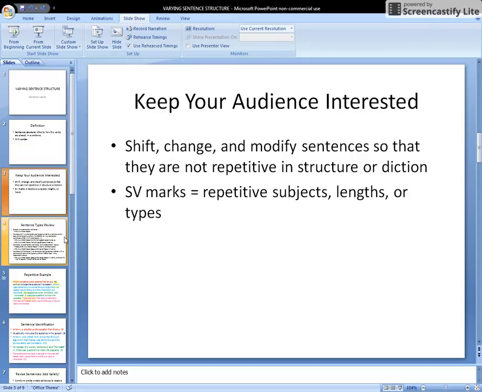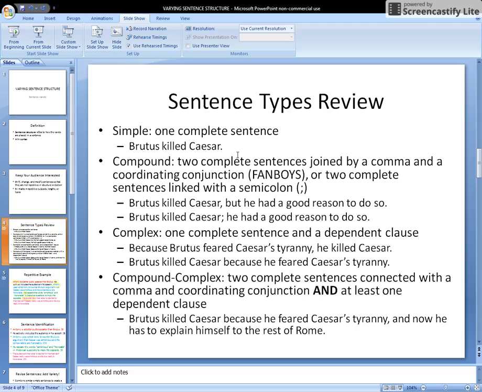So first, let's go over some sentence types. We do have a simple sentence. It's just one complete sentence. It's a sentence that expresses one complete thought. It's also called an independent clause, meaning that it can stand on its own, as in Brutus killed Caesar.